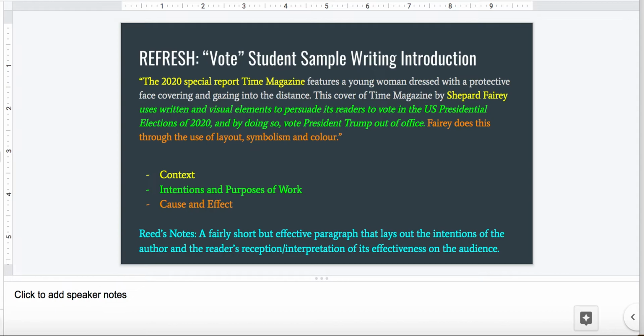Although this introduction is a tad short, it is still very effective in addressing three things. We have context: I have an understanding of the who, the what, the when, the where, and the why. I have a sense of the intentions and purpose of the work itself. It's obviously to persuade, and there's a sense of urgency with that as well. And then finally, what exactly is done in terms of urgency to get the audience, which is a specific audience, out there to vote. So there is a thesis statement of sorts here, and it is articulated through cause and effect.